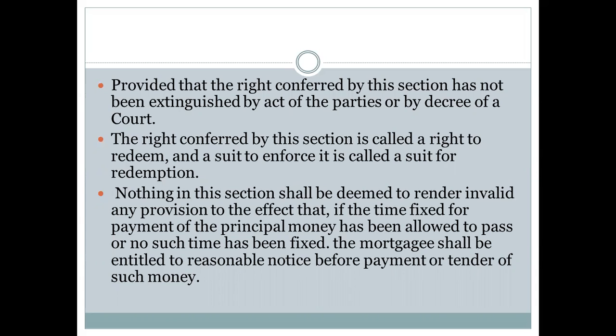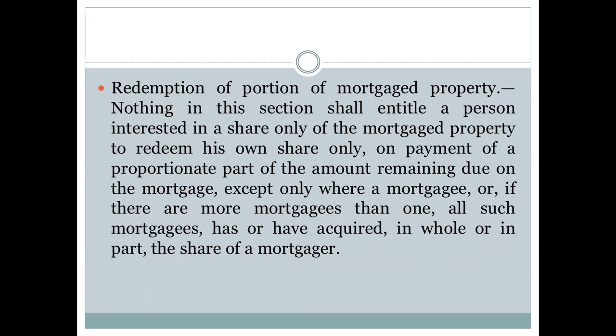In case a time limit is fixed for paying the mortgage money, and the mortgagor is unable to pay the principal money on time, the mortgage does not become invalid. That is why it is said once a mortgage, always a mortgage. And in case mortgage is taken in bits or parts, the mortgagor has a right to redeem proportionately or all the mortgage together. That is the essence of Section 60.